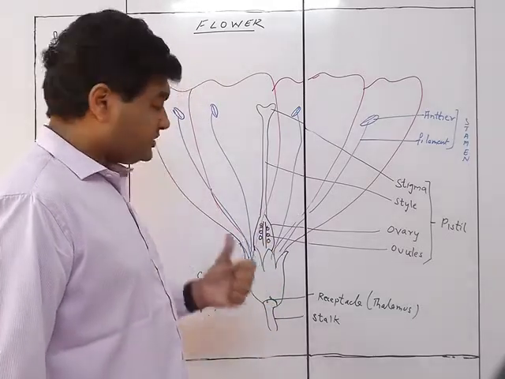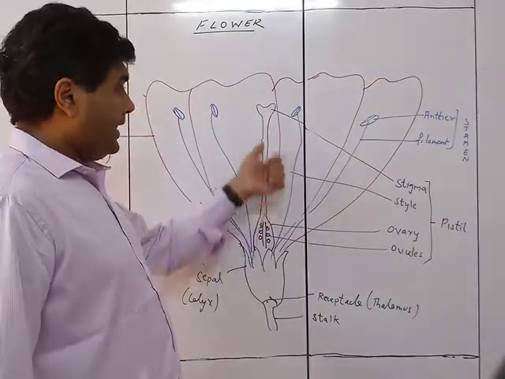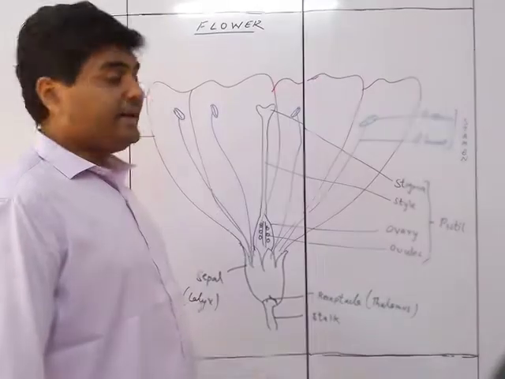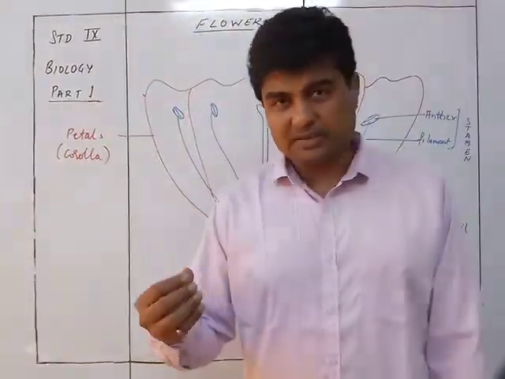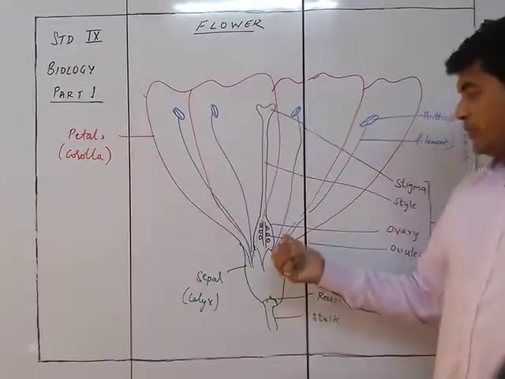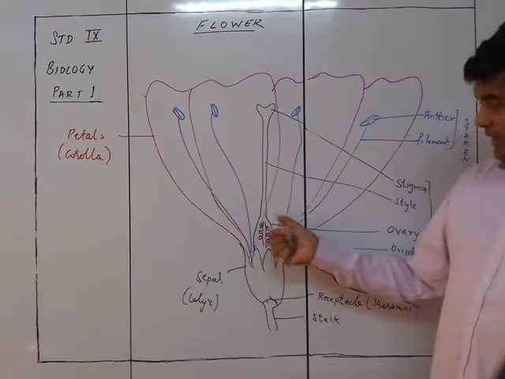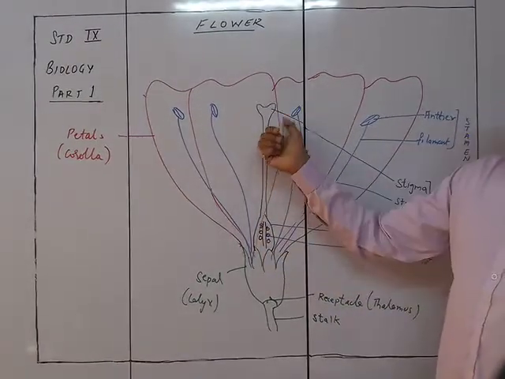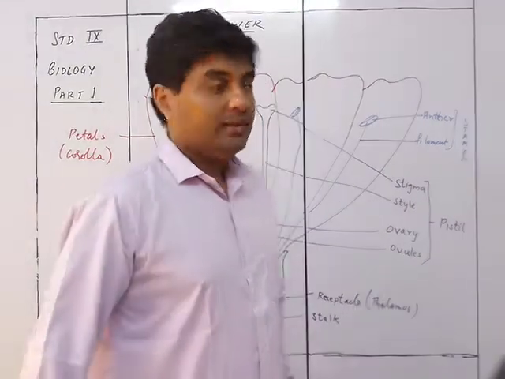Each carpel consists of a basal ovary, a middle style, and upper stigma. So each and every carpel or pistil will contain four parts, or three parts basically, because ovules are present inside the ovary. So we just consider the ovary as a part. So ovary, style, and stigma. These are the three parts of the gynoecium or the pistil.